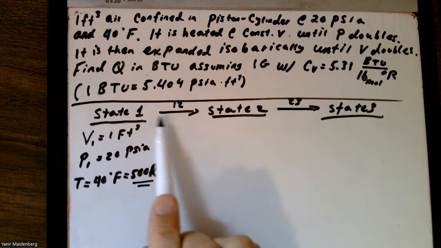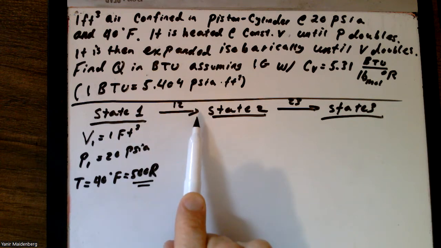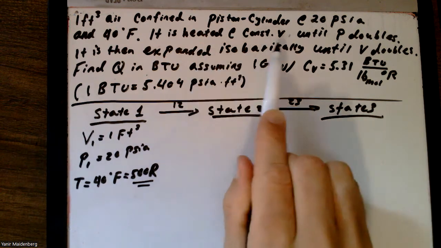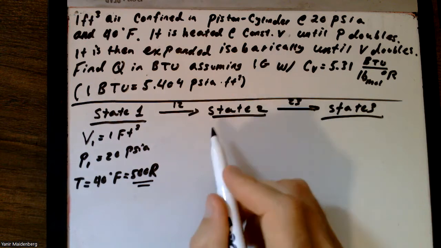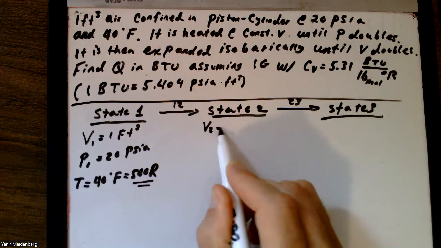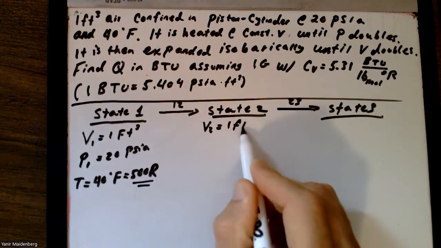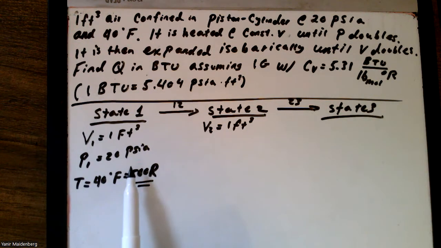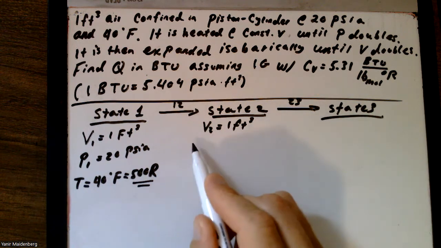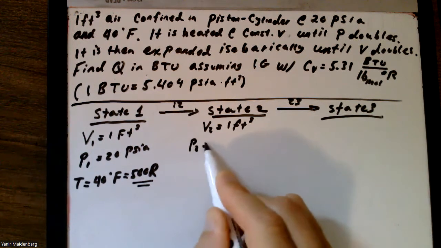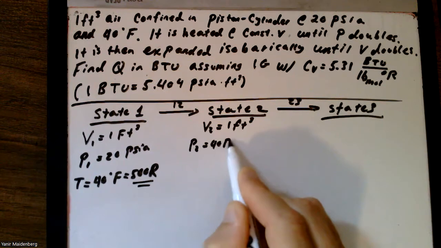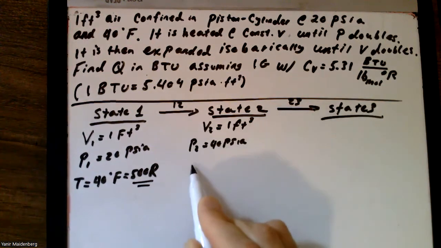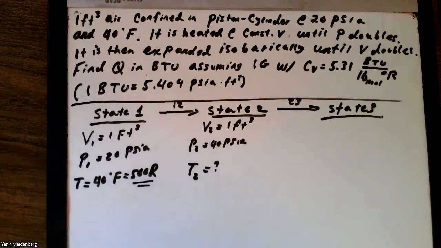Okay, so to get from state 1 to state 2, we know that we added heat, and we know that the volume stayed the same. So we know that V1 and V2 are the same. And the pressure doubled. So this is an absolute pressure, so it's okay to double it. So P2 here would be 40. And we don't know what the temperature is. Something happens to the temperature. We just don't know.